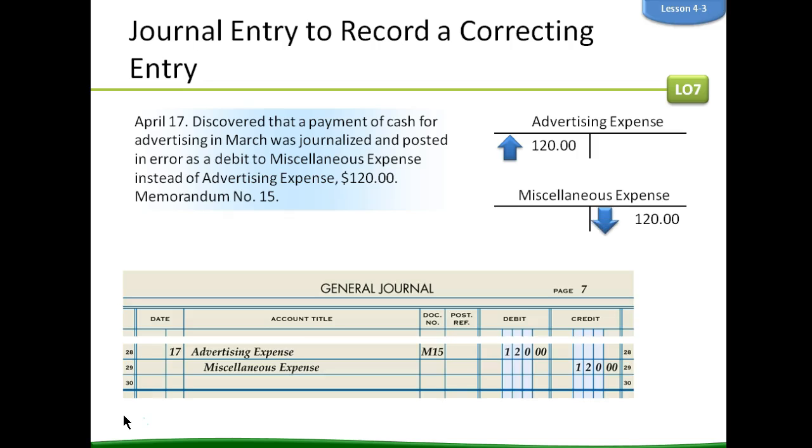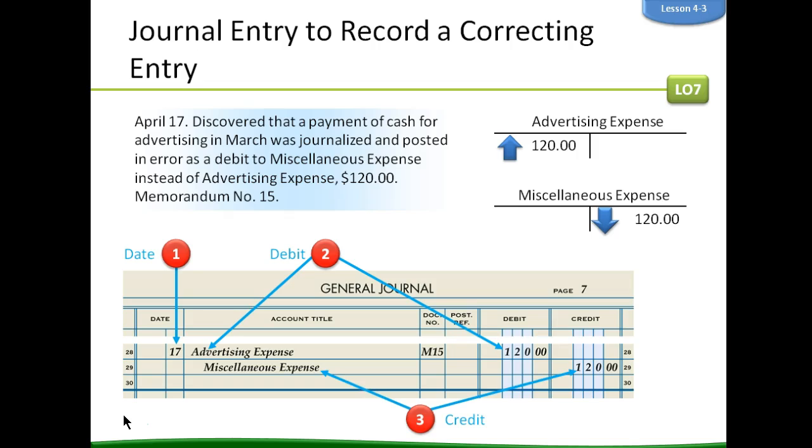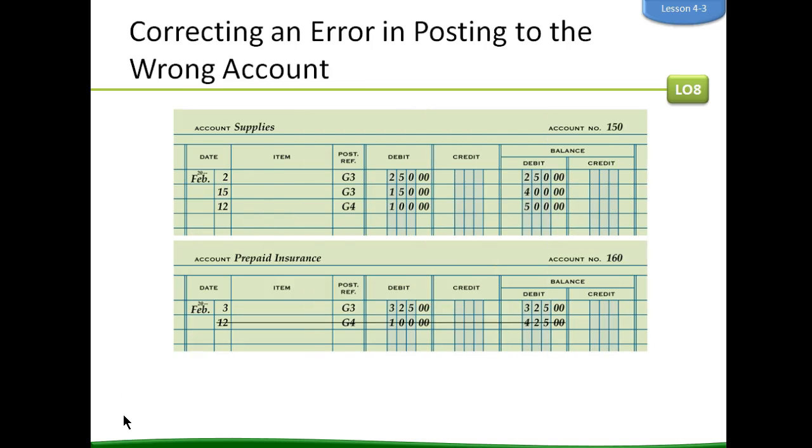So what we can see is that advertising expense is going to be a debit and the miscellaneous expense is going to be a credit. So within our general journal on April 17th, so that's the day that we found the error and we're making the correction, we're going to debit advertising expense, we're going to credit miscellaneous expense, and then we're going to source that this was memo number 15 so that we can find this information going forward.